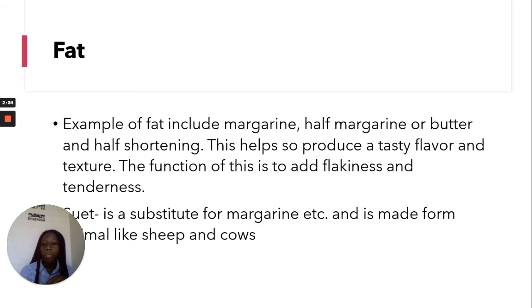Now, suet. This is a substitute for margarine or butter or any fat that you may use, right? And I know we talked about it today, suet. The reason why it's called suet pastry is because it uses the substitute of fat when making the pastry, okay? And this fat is made from animals. This fat is taken from animals like cows and sheep, okay?